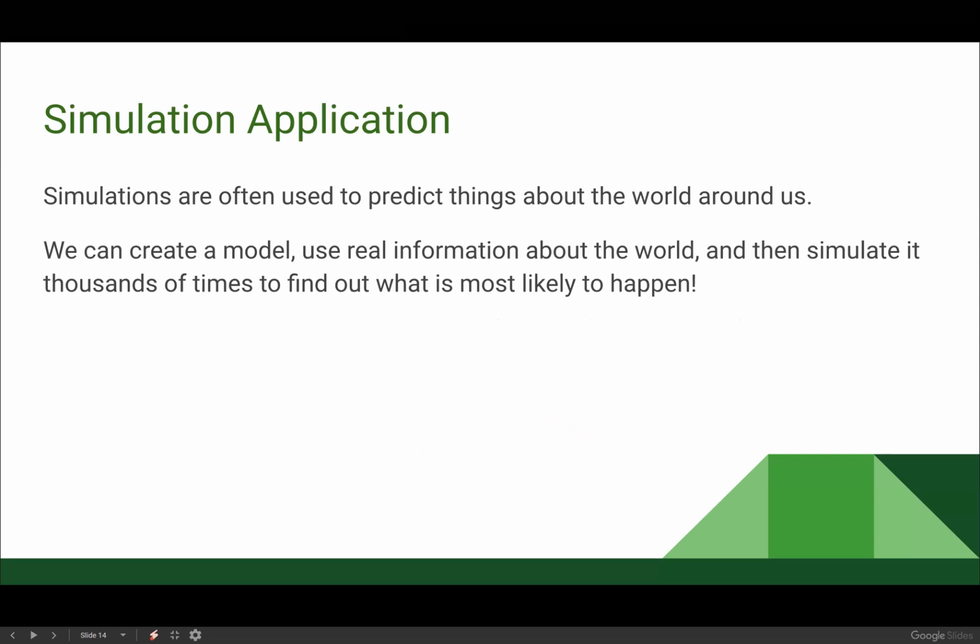So simulations are often used to predict things in general about the world around us. We can make a model, and then we can use real information about the world, and then we can simulate it thousands of times over and over, potentially changing some inputs to find out what is most likely to happen in any given scenario.